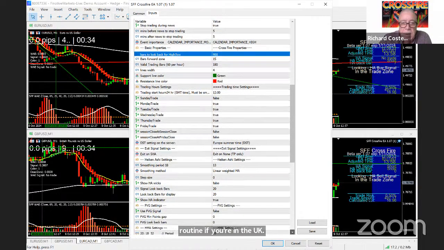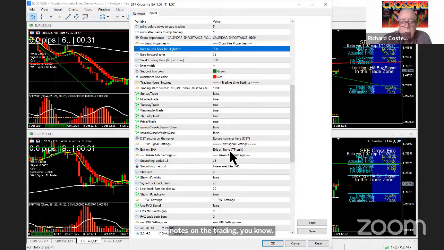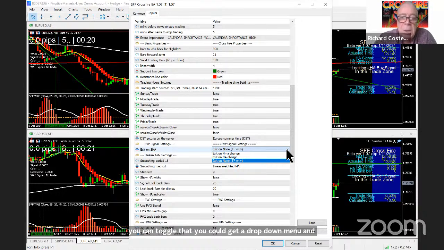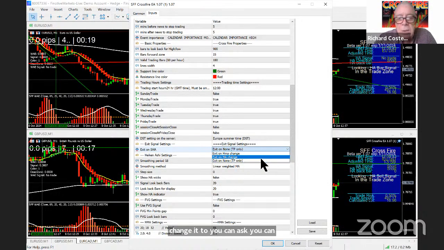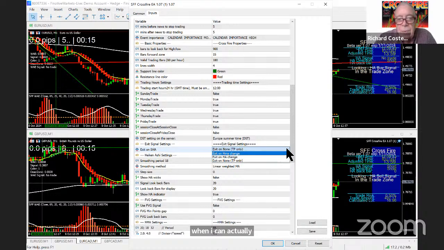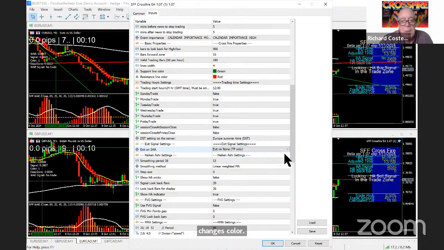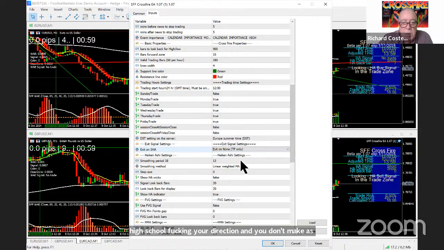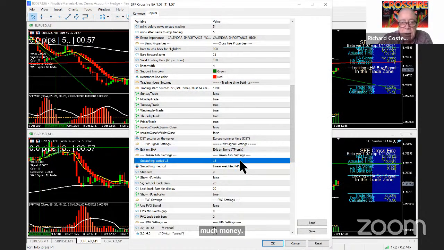I've recently changed my exit. I've got TP only. You can toggle that. You could get a drop down menu and change it to, you can ask it to take you out when the Ichimoku changes color. That is one way of reducing your losses. But sometimes it takes you out, and then price goes back in your direction, and you don't make as much money. That's a crucial one. The smoothing period, I've got mine set for 13.